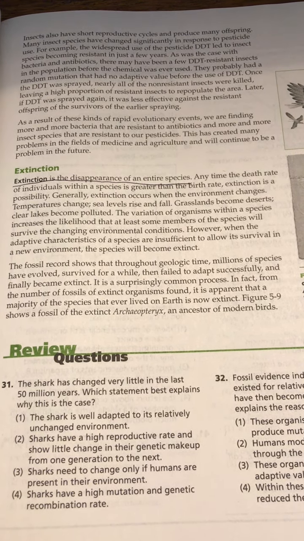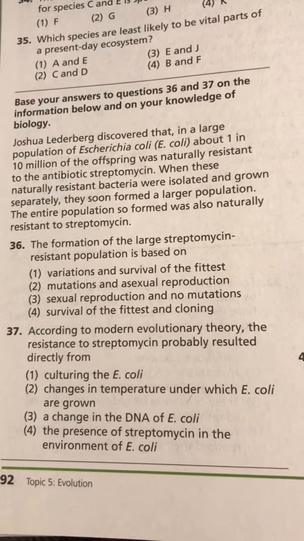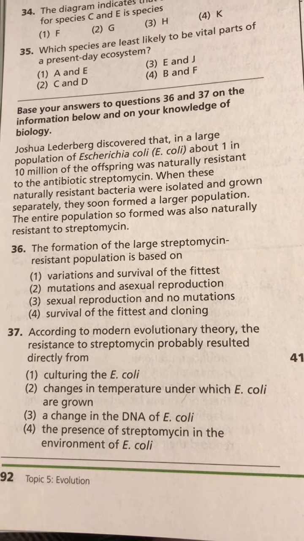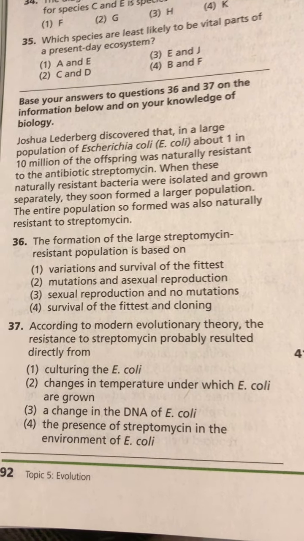Base your answers to questions 36 and 37 on the information below and on your knowledge of biology. Joshua Lederberg discovered that in a large population of Escherichia coli, E. coli, about 1 in 10 million of the offspring was naturally resistant to the antibiotic streptomycin. When these naturally resistant bacteria were isolated and grown separately, they soon formed a large population. The entire population so formed was also naturally resistant to streptomycin.